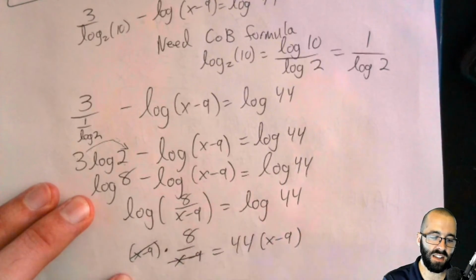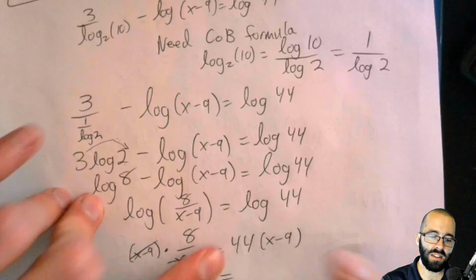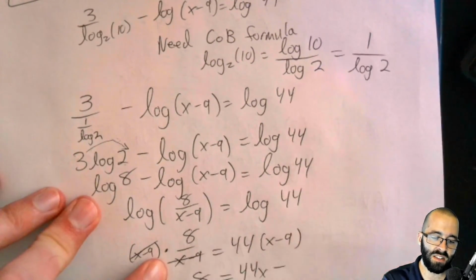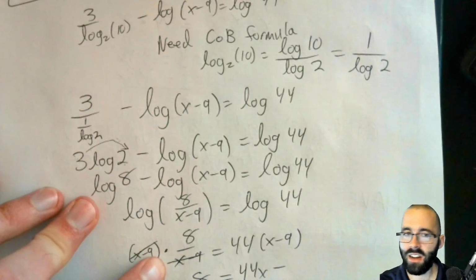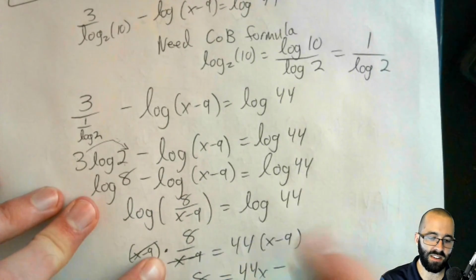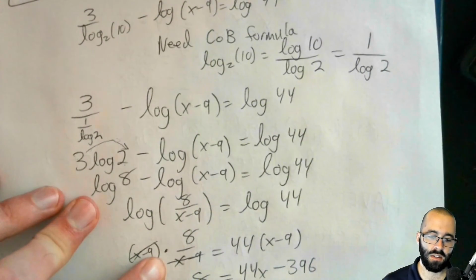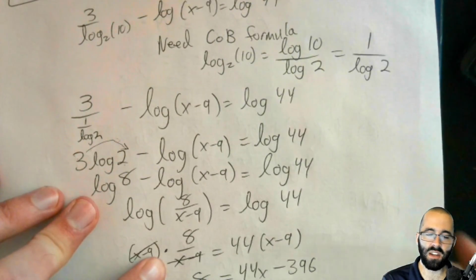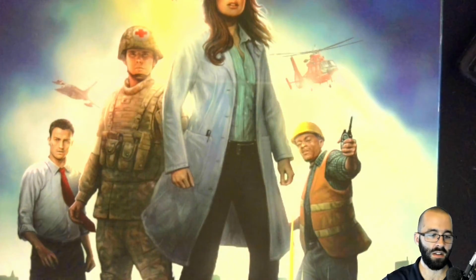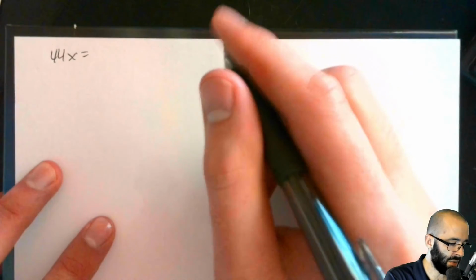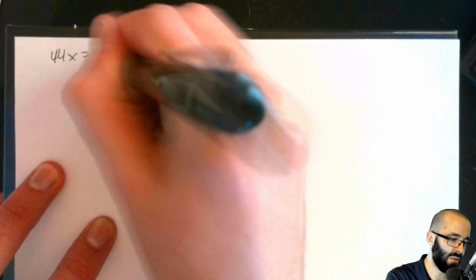So the left-hand side, they cancel. We're just left with 8. The right-hand side, we distribute, and we get 44x minus 9 times 44. That's 396. Add 396 to both sides. And we're going to get 44x is equal to, whoa, that looks weird. 44x is equal to 396 plus 8, which should be 404.